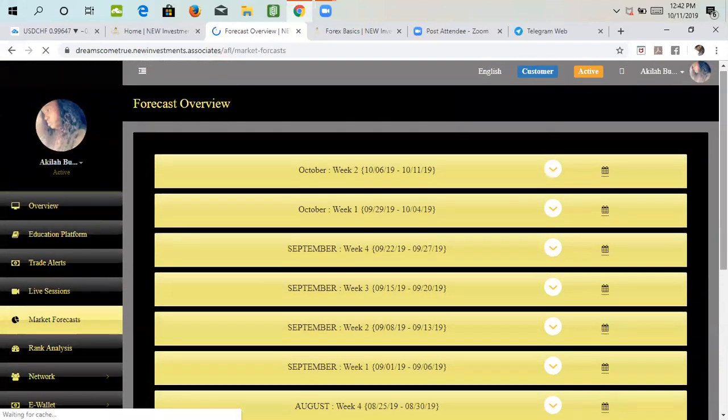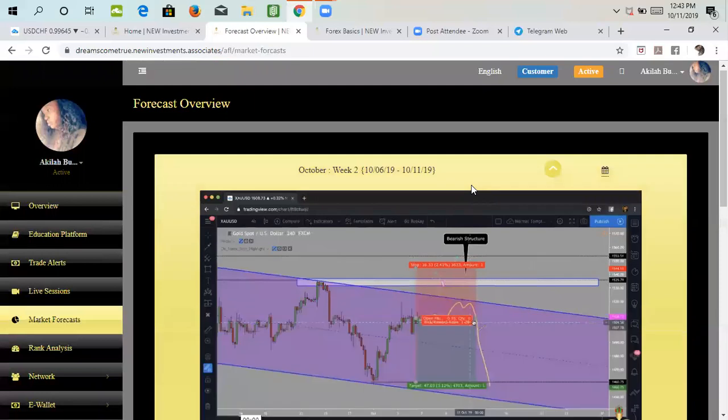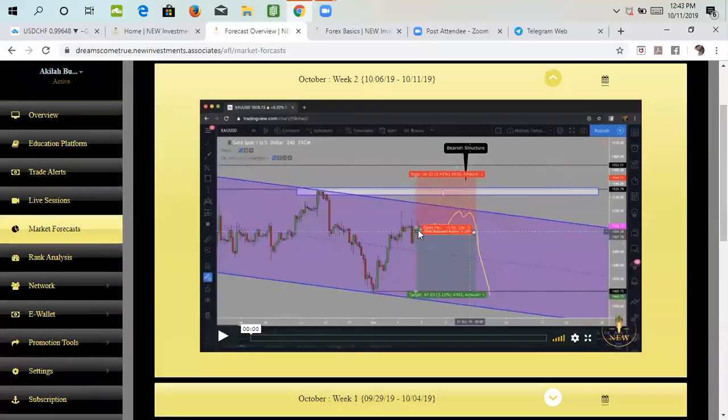Okay, and then this is the last tab I'm gonna go over, market forecast. Market forecast is basically the same thing as the live sessions, but it's just pre-recorded. It's recorded and it's posted up here for the week. So what it does is look at the currencies for the week, and it tells you what you should be trading for the week. Like it'll tell you, look at gold for the week. Overall gold is going down. You see right here at the top, gold was at the top, and then overall it went down. It came up halfway and then it's going right back down.